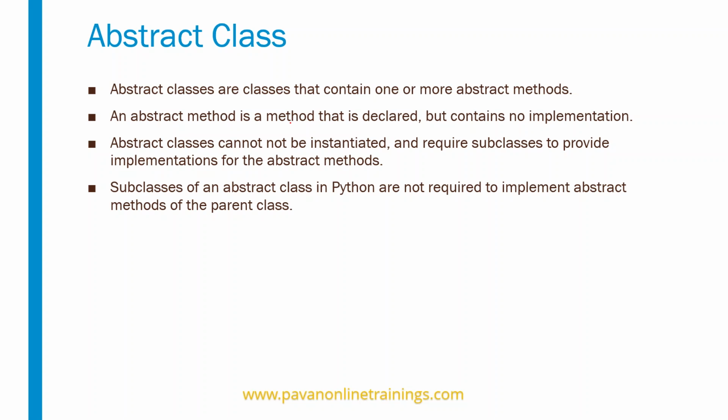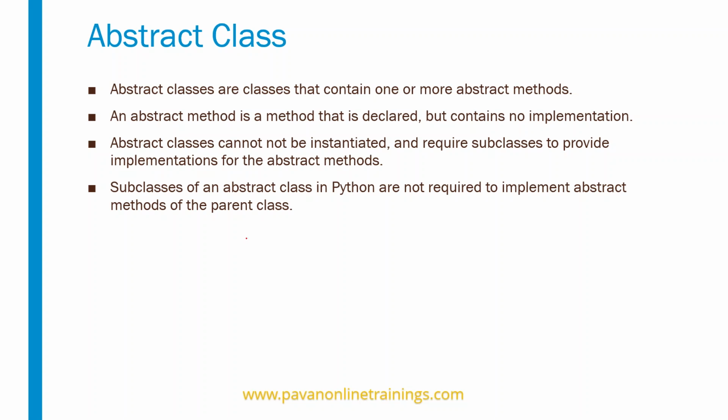Okay, so abstract classes cannot be instantiated and require subclasses to provide implementations for the abstract methods. What that means is, suppose the abstract class contains abstract methods, we cannot create an object for the abstract class. Whichever class is created to implement those methods from the abstract class, we can create an object for that.